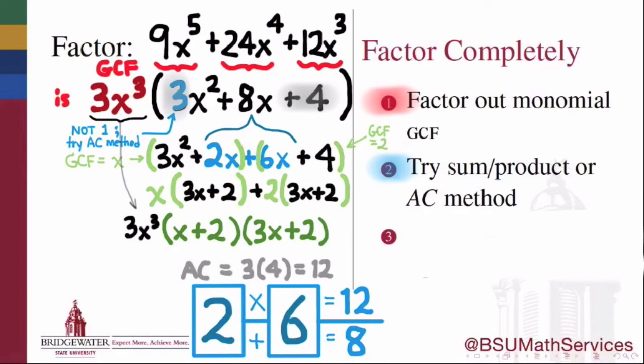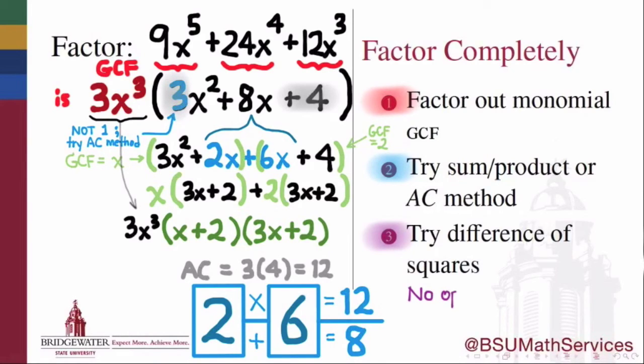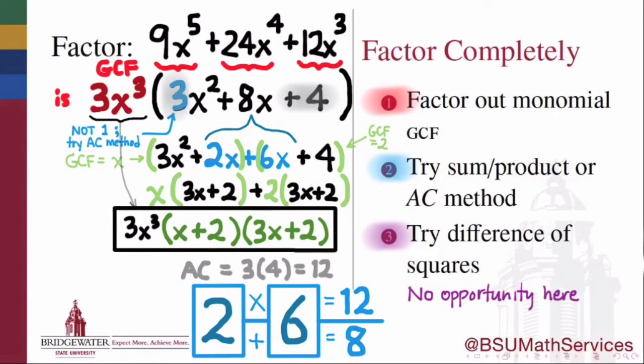If there were an opportunity to do so, we would also look now to use the difference of squares factorization technique. But here we have no opportunity because we have no perfect square minus perfect square factors that are left for us. So at this point, we can say that we're done.